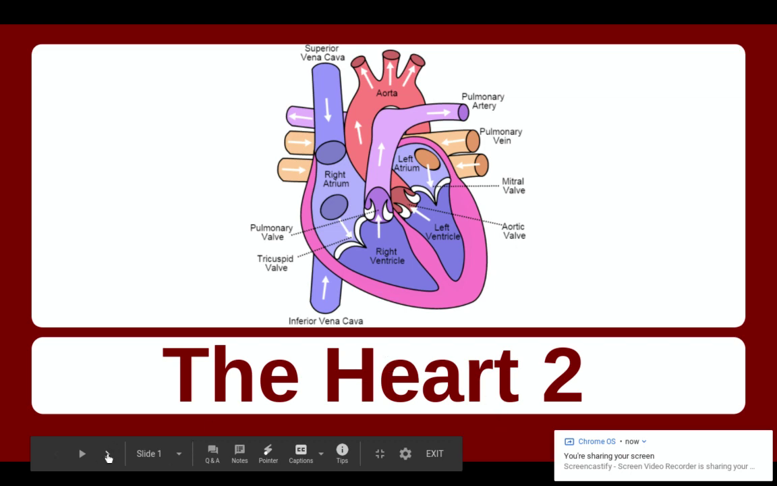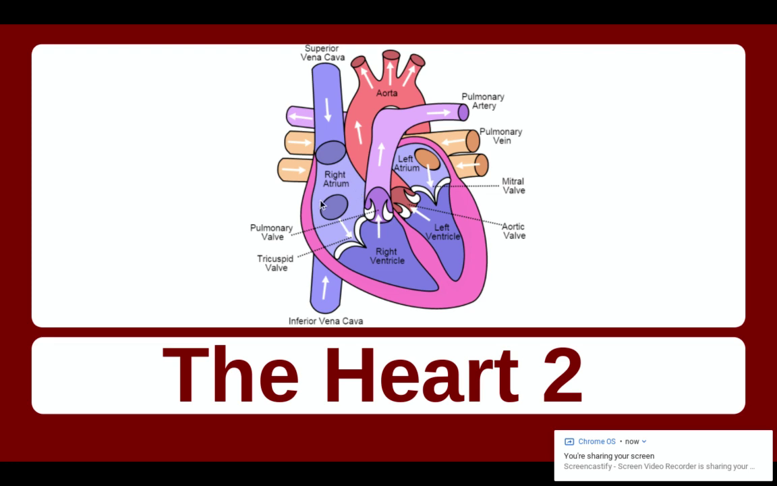Okay, here's the notes on the heart part two. Just showing some of the review from yesterday. So we have our heart split into four different sections. We have the two atria up top, and the ventricles on the bottom. And they're separated by the AV valves and our semilunar valves as we go through.